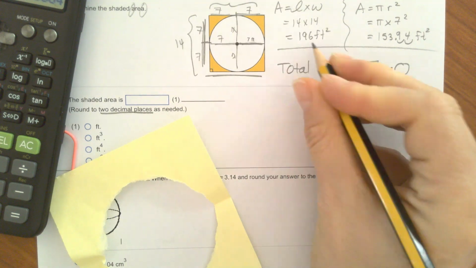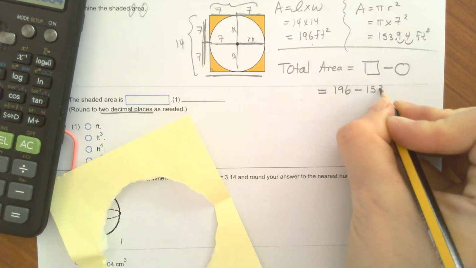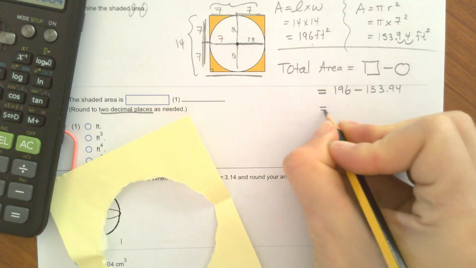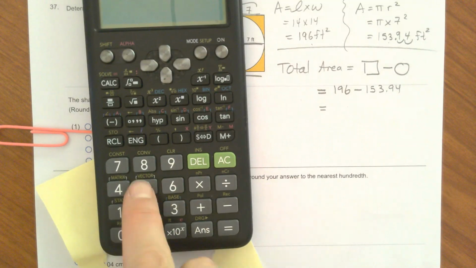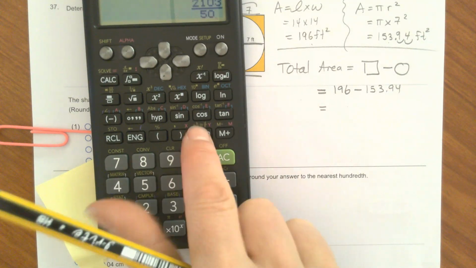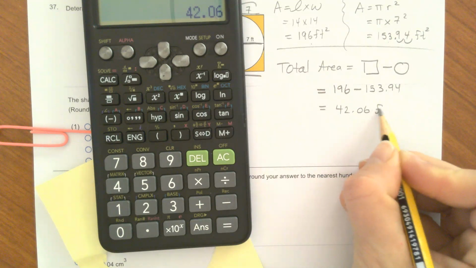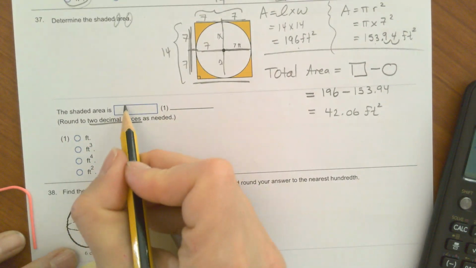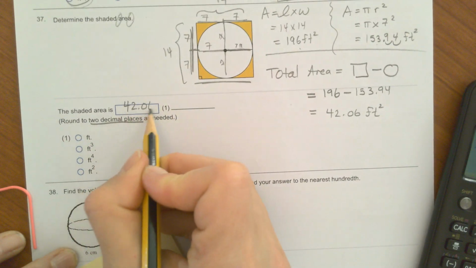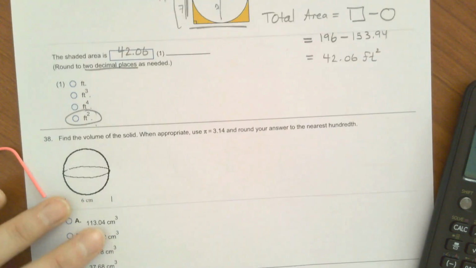So my square is 196. My circle is 153.94. And because it's area, it's feet squared. So here, 42.06 and feet squared. Okay, next one.